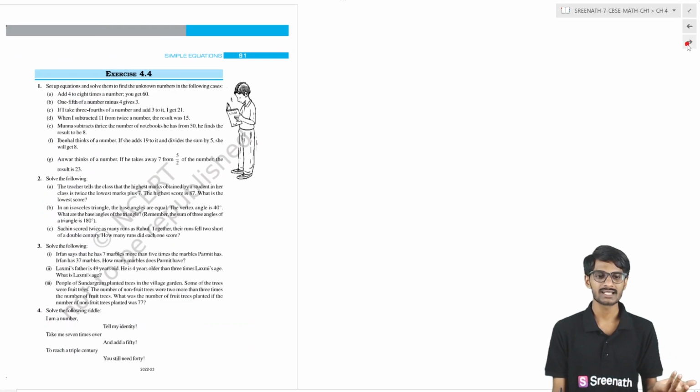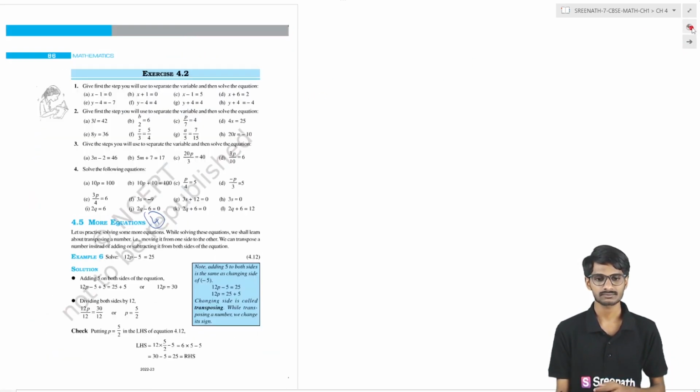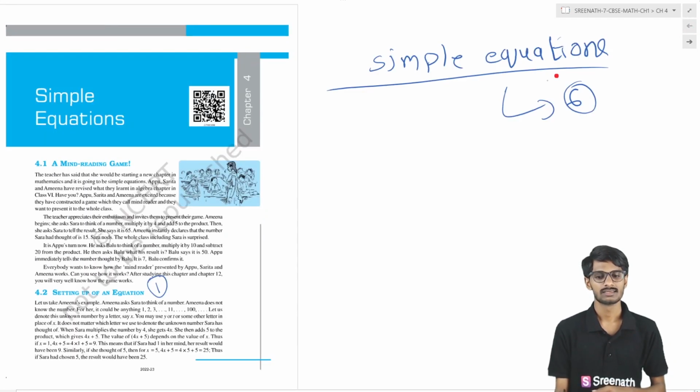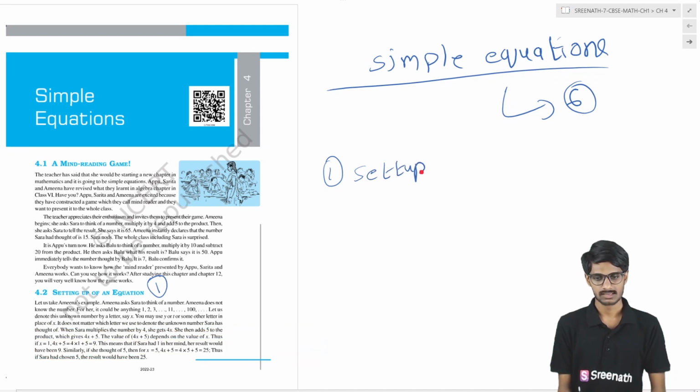So that's it, students. That's the end of the overview. This is all about the overview. Now we will discuss each topic in detail, students. So what is the first topic here? The first topic is setting up an equation.